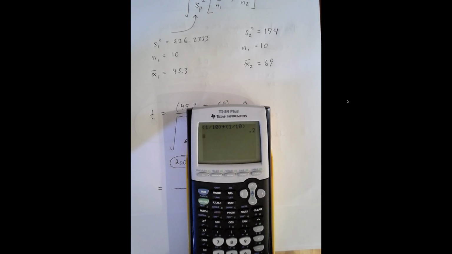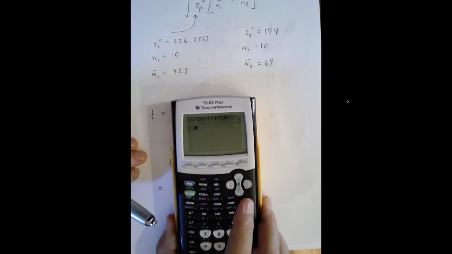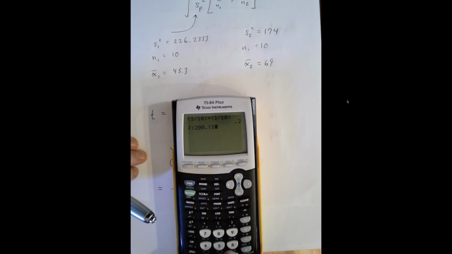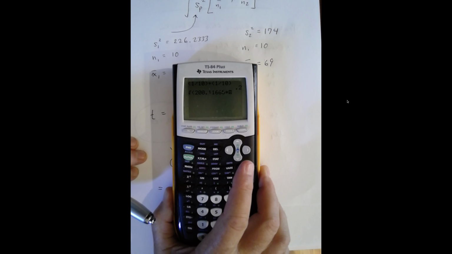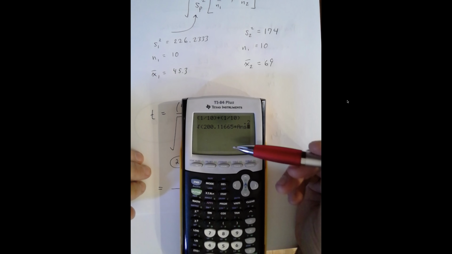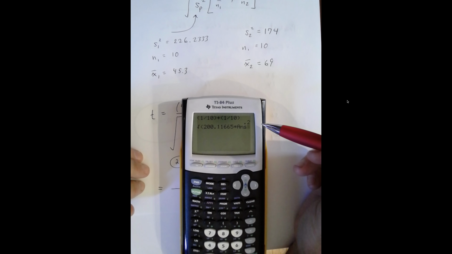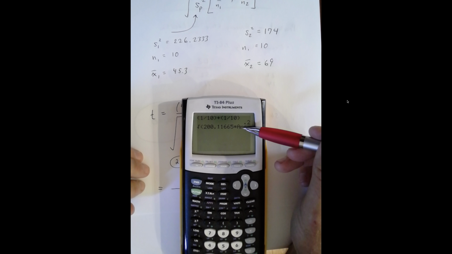Now I'm going to take the square root and I'm going to take the 200.11 times the answer. Now guys, I go second function, there's a key right here that says answer. And that will give me the answer from what I get in the previous command. Now, for this example, you could just type 0.2. But sometimes this isn't going to be a nice 0.2. It might be a decimal that goes out. It could be a repeating decimal. So you maybe want to go out four or five places. It's just as easy just to use the answer.